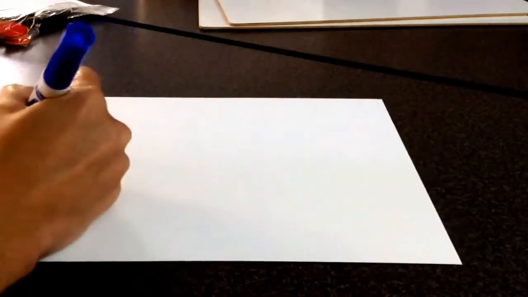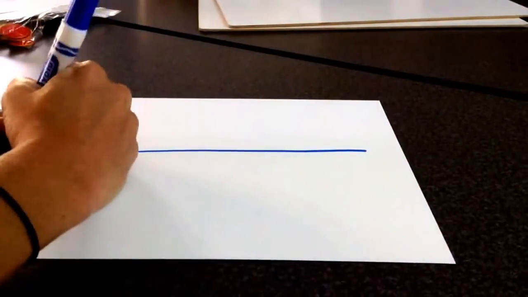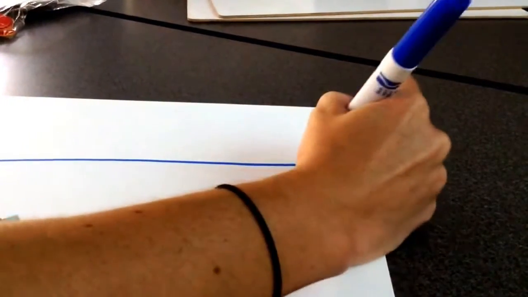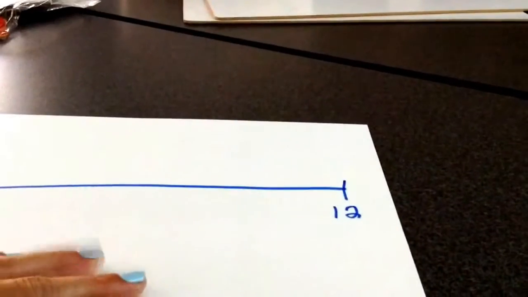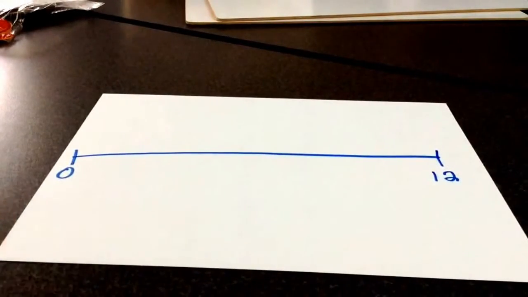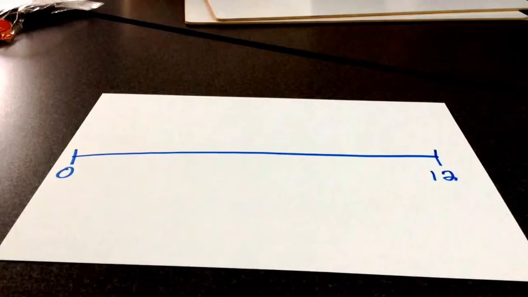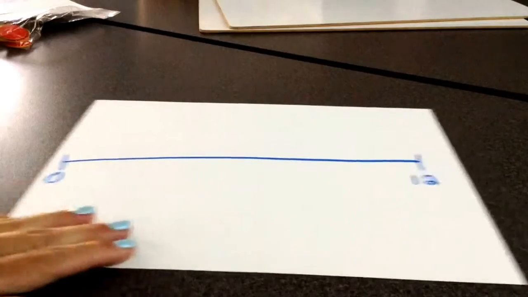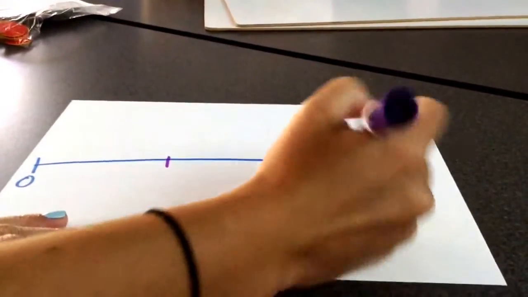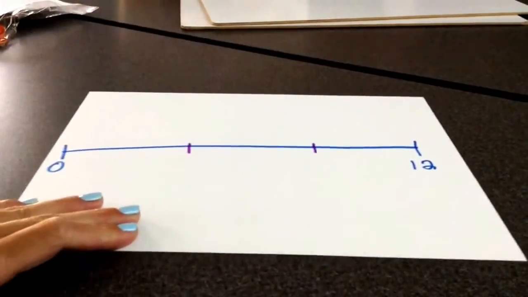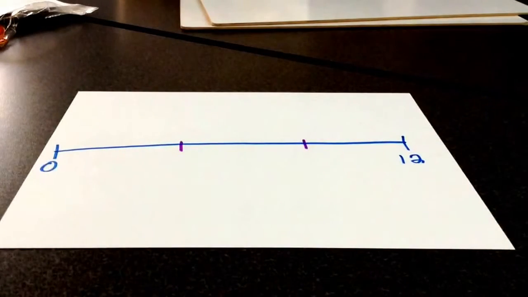So if we're still looking for 2/3 of 12 with our linear model, we can start off by drawing our line. We have our line here. And we're going to start off with 0. And whatever our whole number is going to be, our number over here. It's not always going to be 12, but in this case, our number is 12. So now we're looking for 2/3. So we're going to divide our linear line into 3 equal pieces. So we have 1, 2, and 3. So there's 3 equal pieces for our line.